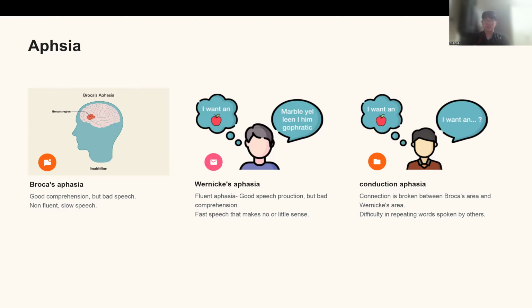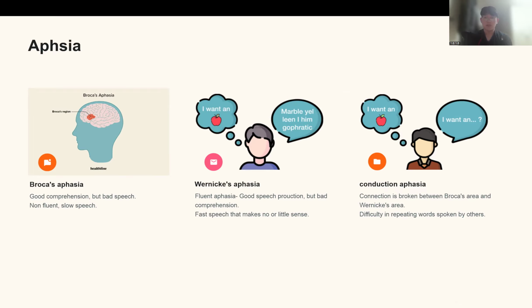The third one is conduction aphasia. This happens when a connection is broken between Broca's area and Wernicke's area, and the patients who suffer this disease are less capable of repeating words.